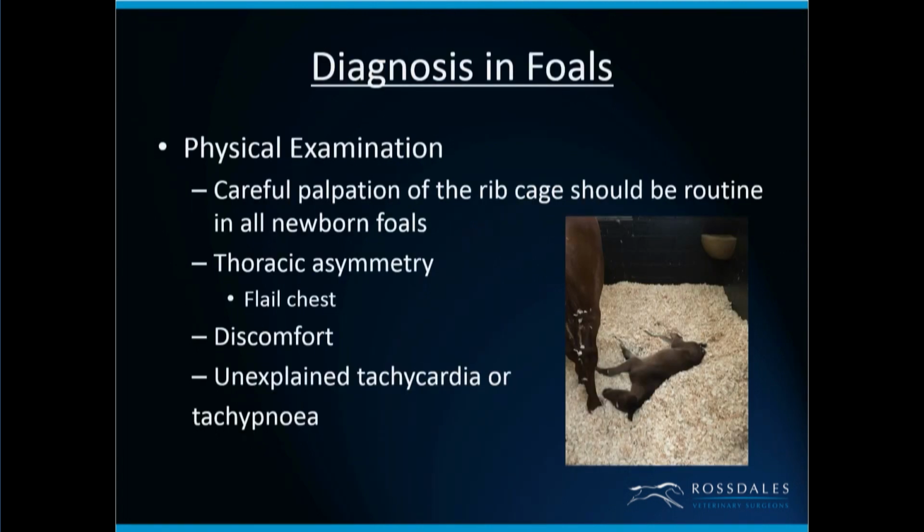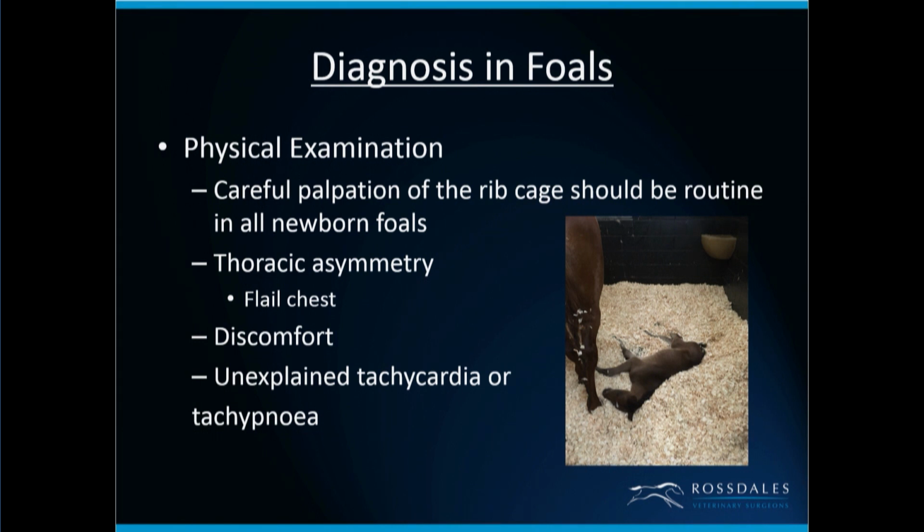So starting with diagnosis, I guess the first thing usually is physical examination. Careful palpation of the rib cage should be routine in all newborn foals. We usually check our foals within the first 12 hours, and we always check their rib cage really thoroughly. What you're looking for is any signs of crepitus, pain, sometimes subcut swelling. And this is something that we tend to follow up with imaging.